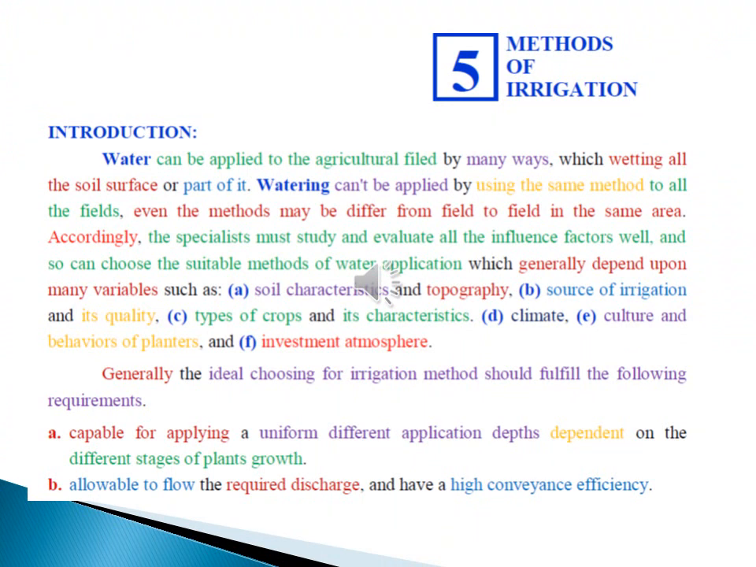Methods of irrigation is our first subject, which includes the practical application of watering methods to plants in the field. Indeed, choosing a suitable method depends mainly upon many variables such as the source of irrigation and its quality, types of crops and their characteristics, climate, culture and behaviors of planters, and the available investment. Let us see together.